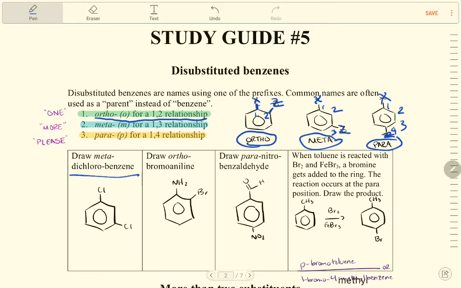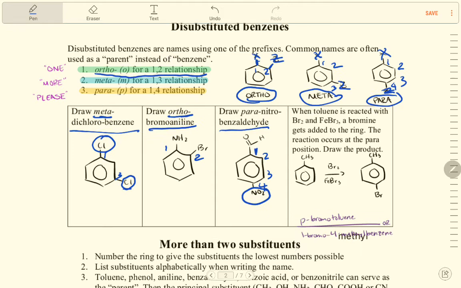When we draw meta-dichlorobenzene, whenever you hear meta, it's 1 and 3 position. So instead of 1,3-dichlorobenzene, you can write meta-dichlorobenzene. This is ortho-bromoaniline, the 1 and 2 position, so it's the ortho position. Draw para-nitrobenzaldehyde. We have the 1 and 4 position, so we can say para-nitrobenzaldehyde.